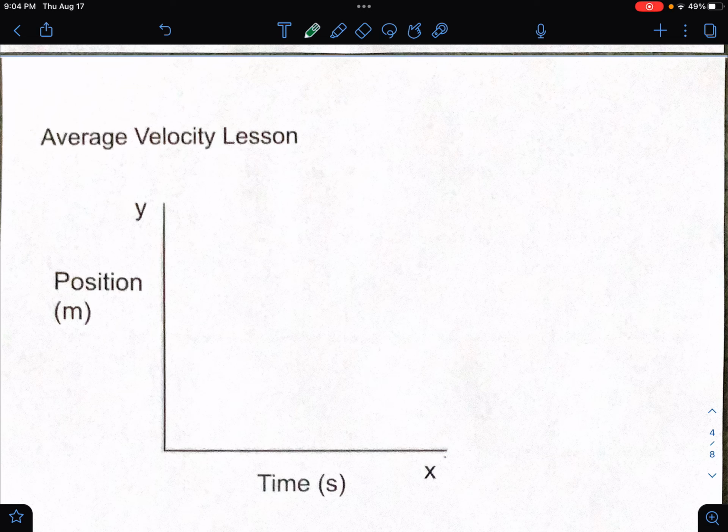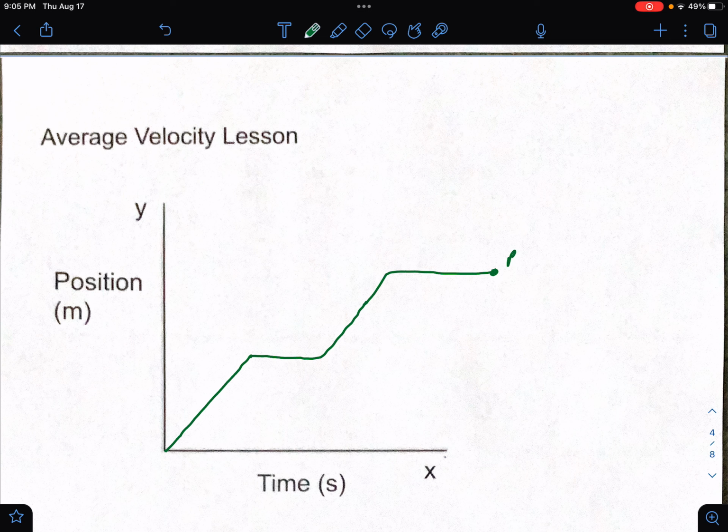Alright, so this video is going to go over pages 18 through 20 in your packet. We're going to start talking about average velocity and a graph. We have our standard position versus time graph with a few segments: we go up, then flatten out, then go up, and then flatten out again.